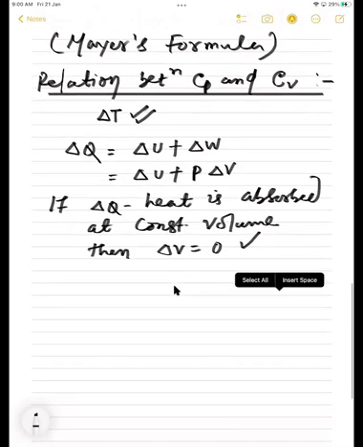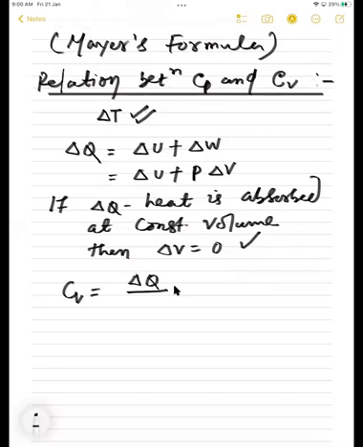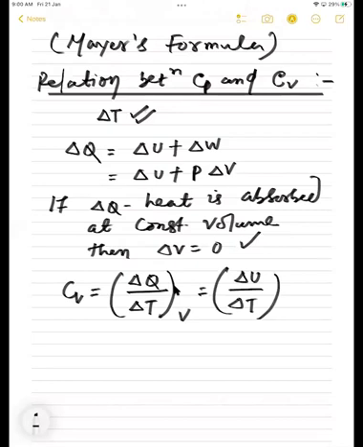If delta V is equal to zero, then Cv is equal to how much? Delta Q by delta T at constant volume. That is equal to only delta U by delta T, right students? Why? Because delta V is zero, so this work part will not be there. Only delta Q by delta T at constant volume, that will also be equal to delta U by delta T. Getting or not? Because this part is zero. Yes or no, students? Are you getting?